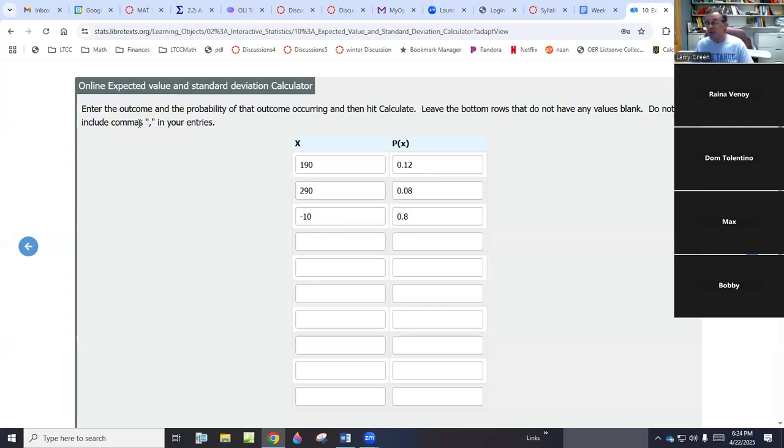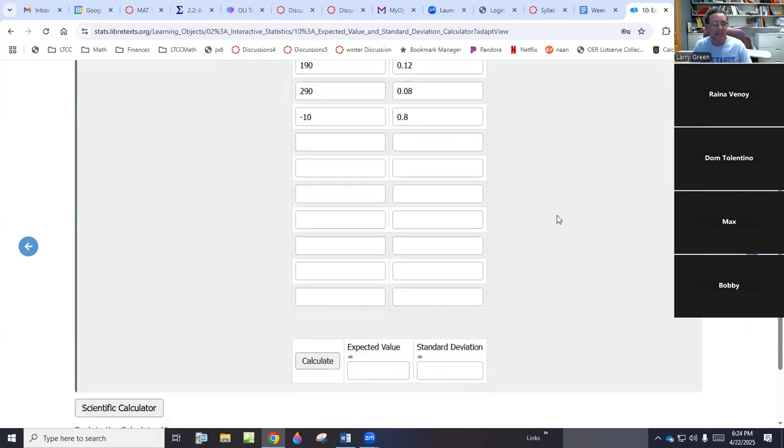I do want to note in the instructions, it says do not include commas in your entries. So if you needed expected value and you had really big numbers, like 100,000, don't put a comma to separate the numbers. Just don't use that comma. Just write down the number without a comma in it. Otherwise, the calculator has troubles. Any questions on how I type this in? I tried to make it easy. And then I hit the calculate button and it just gives it to me.